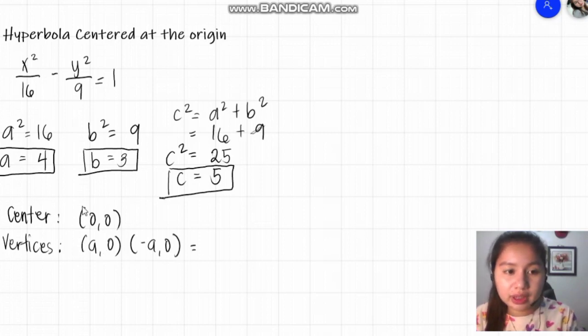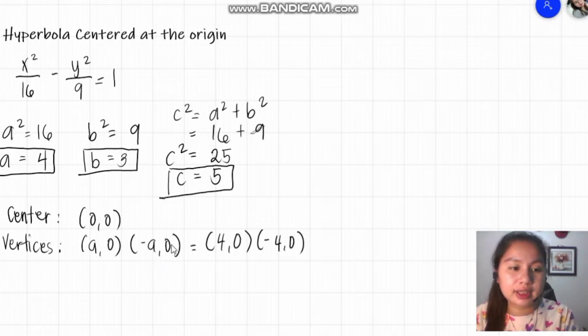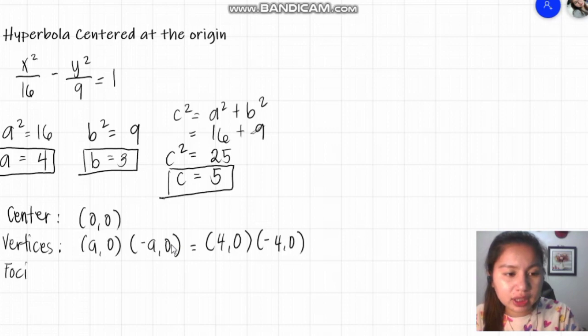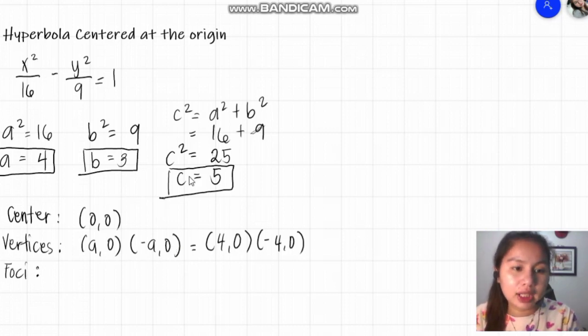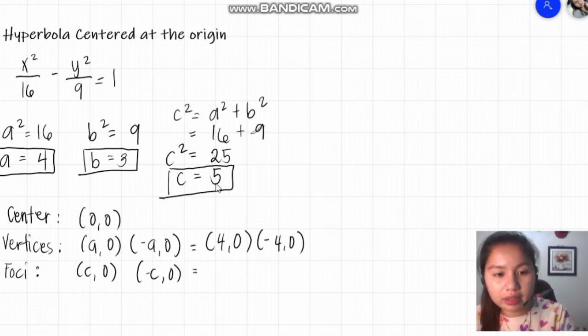So, ilolocate lang natin or i-substitute lang. Ang a natin ay 4. So, 4, 0, and then we have negative a, so magiging negative 4 lang. Negative 4 and then 0. Next natin is the foci. So, ang formula ni foci is c, 0, and then we have negative c and then 0. So, ang C natin dito, nakuha natin ay 5. So, 5, 0, and then we have negative 5 and then 0.